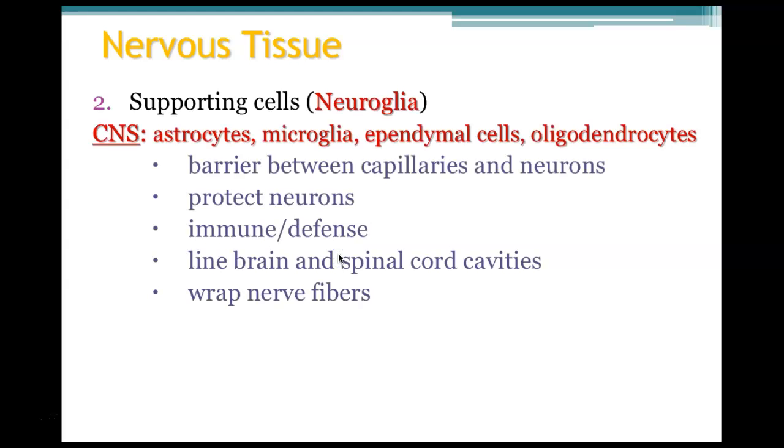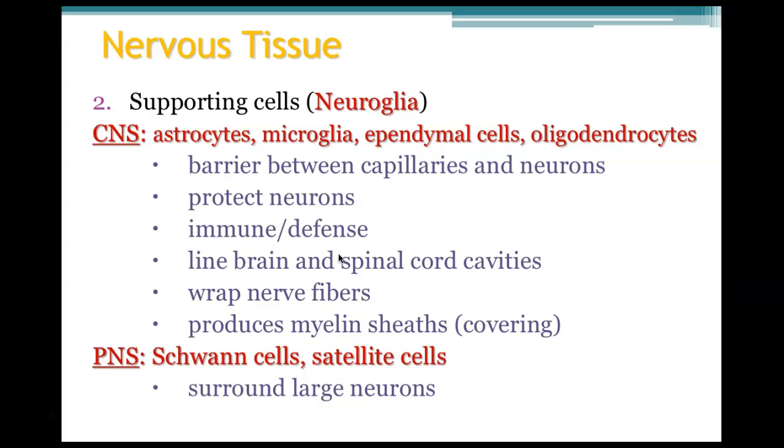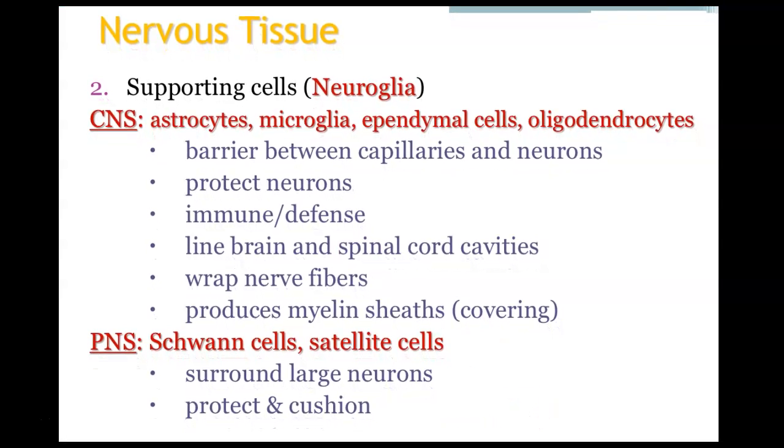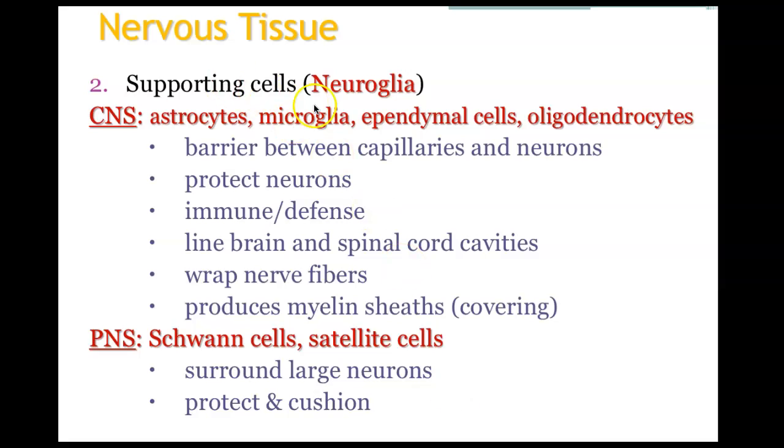All right, we have some supporting cells. So these are the cells that support and cushion the neurons. Supporting cells are also known as neuroglia. And here are all of the different supporting cells. There's a lot of them. So in the central nervous system, you have astrocytes, microglia, ependymal cells, oligodendrocytes, and this is all the different jobs that they do.